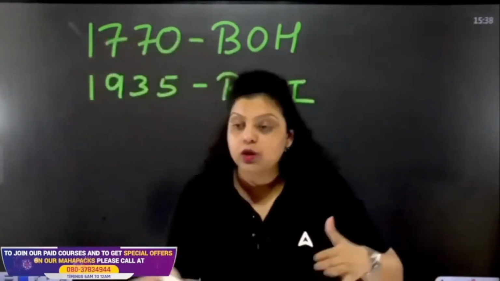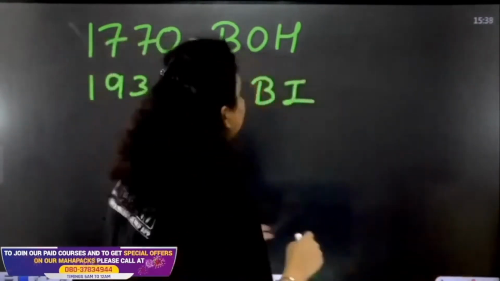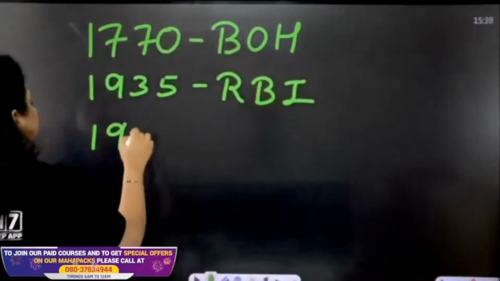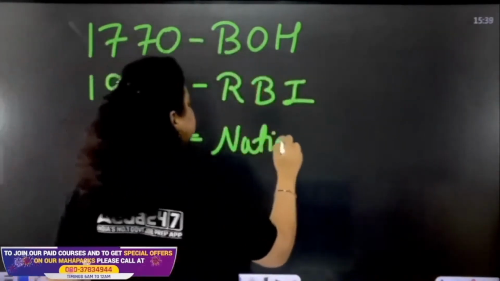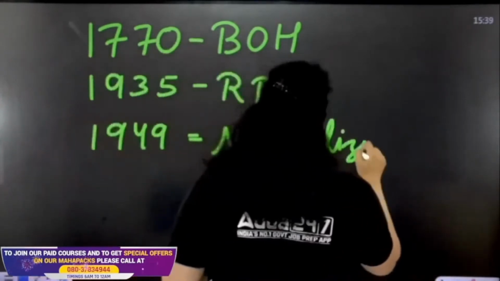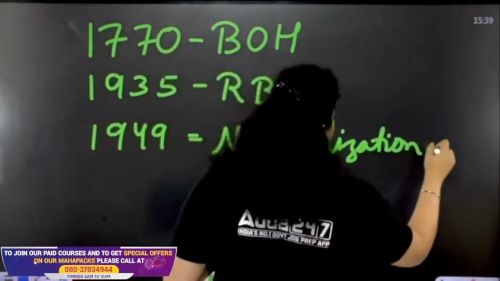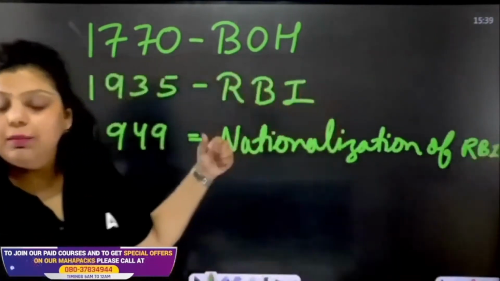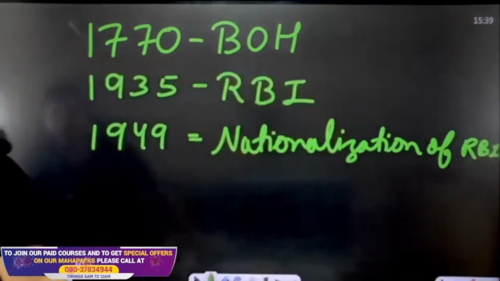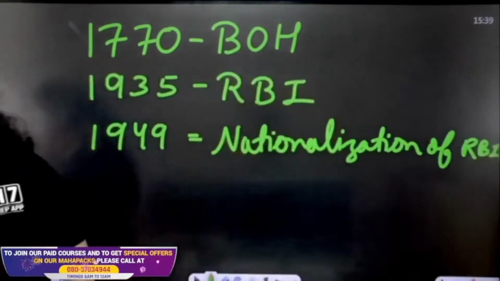But now the ownership of RBI has changed. Now RBI is the government's bank, and in the year 1949, 1st of January, the nationalization of RBI was done. Since then, RBI is the Government of India's bank, because Government of India has purchased 100% shares of the Reserve Bank of the country.